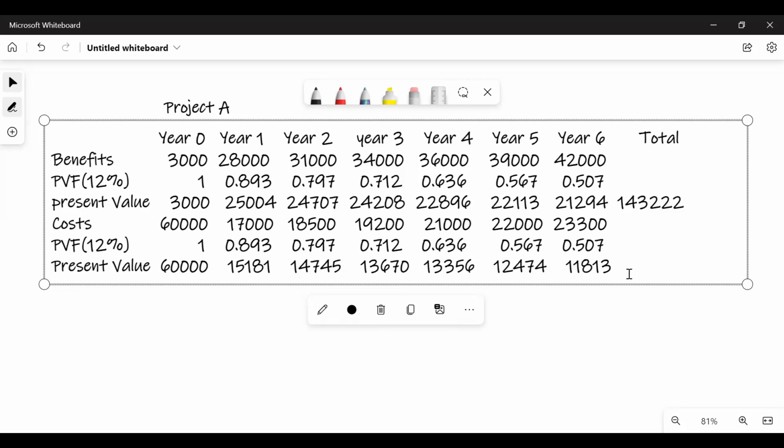So what is the total that you get from here for the costs? Check the answers. Some of you, my answers are also not correct. Yes, it's 141,239. Good. I think the majority of you got the correct answer. Yeah, so it should be 141,238, right?